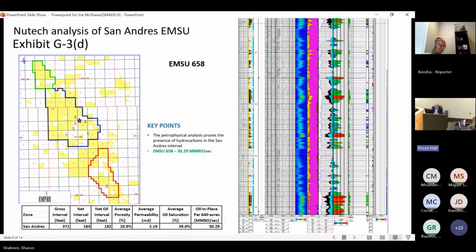And where's this well located? So the 658 well is located on the eastern side of the EMSU, basically on top of the structural apex itself, of the top of the closure. Why is this location significant? Because we would expect that it would be some of our better reservoir rock. And when we look at the breakdowns of it, you see an average porosity of 10.9% and average oil saturation, and this is just in the San Andres, of 39.0%, and an average perm of 2.19 millidarcies.